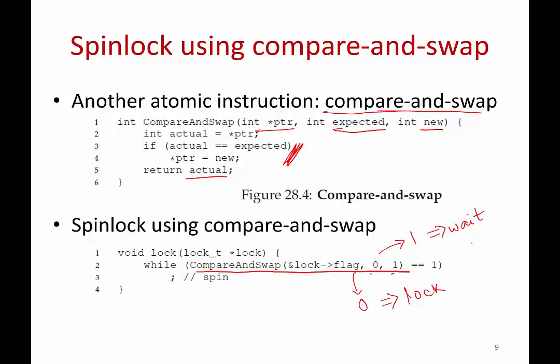Otherwise, you simply keep on spinning busily. This is also a spin lock. You keep on spinning busily. If you see that the old value of flag is 1, it is not what you expect. Somebody else already held the lock, then you keep on waiting. Right?